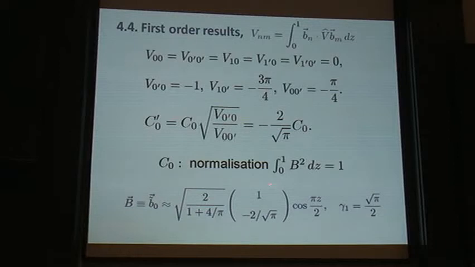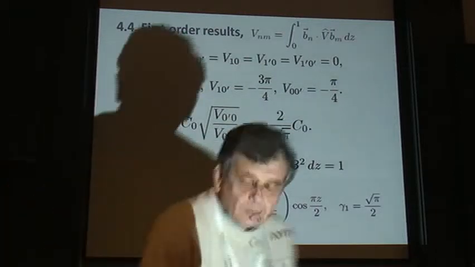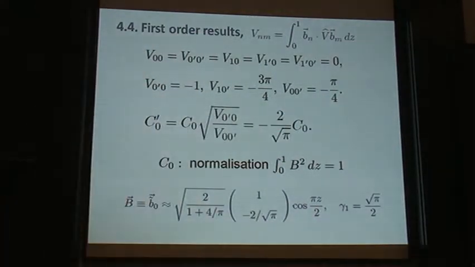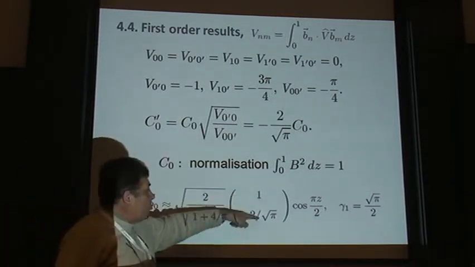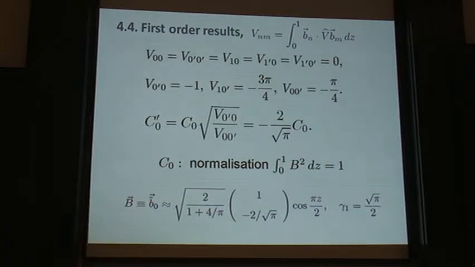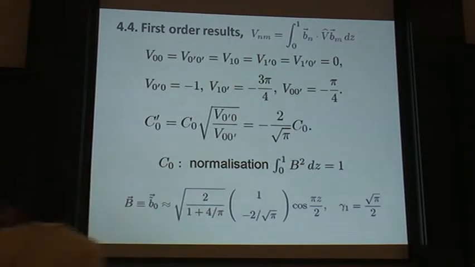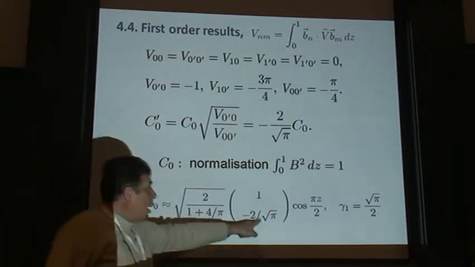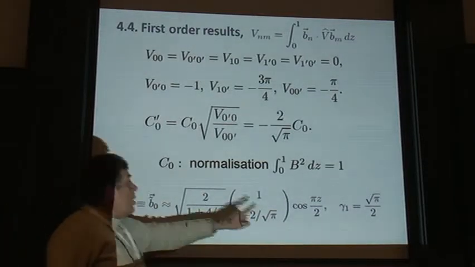So this will give me, first, gamma 1 obtained as square root of pi divided by 2. And the eigenfunction, which was equal to c naught b naught plus c naught dash b naught dash, becomes equal to this. It contains both, right? B naught will contribute the r component, this one. B naught dash will contribute the phi component, this one.